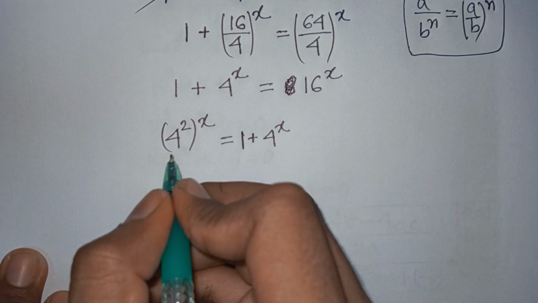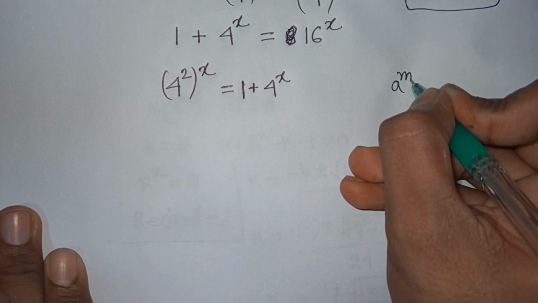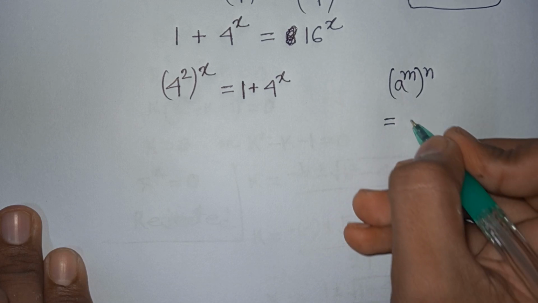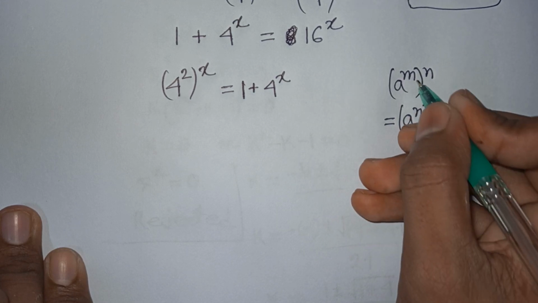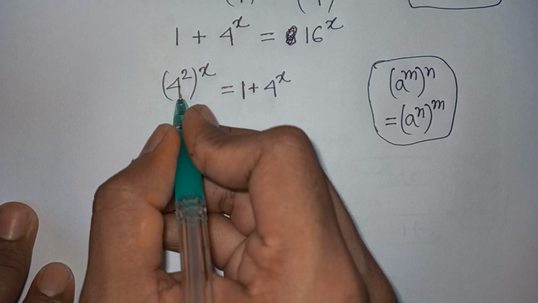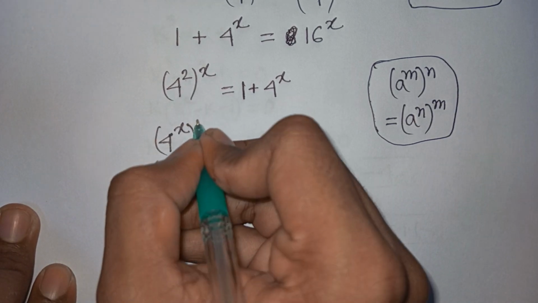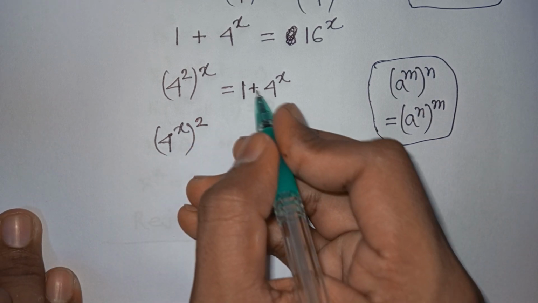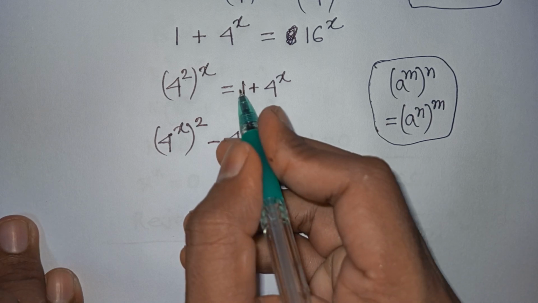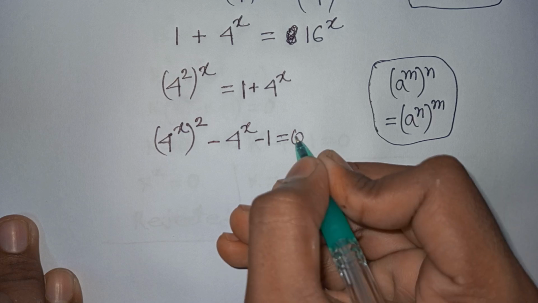In the next step, here we apply this exponential rule that a power m, bracket, power n is equal to a power n, bracket, power m. So it will be 4 power x, bracket, power 2. Then this plus 4 power x, take to the left side, so this will be minus 4 power x, and also this plus 1 take to the left side, so this will be minus 1, is equal to 0.